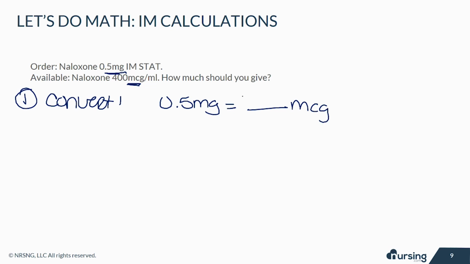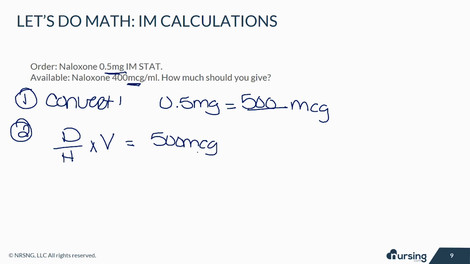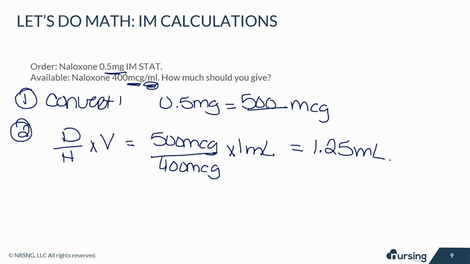Okay, this should equal out to 500 micrograms. Okay, once we're done here, the second thing that we're going to do now, we have all of our matches. We're going to do desired over have times vehicle equals, okay, our 500 micrograms over 400 micrograms times our mLs here is 1. It's per ml, okay? We should get 1.25 mLs, right?